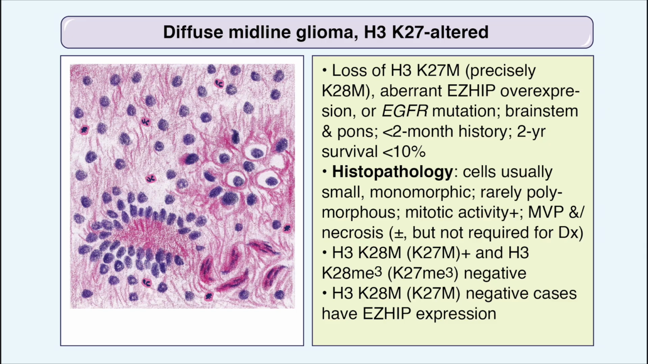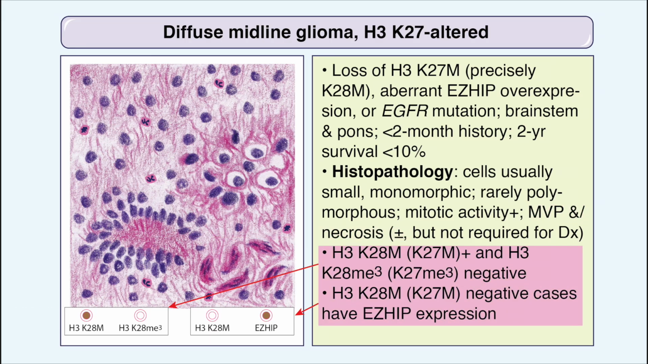Most DMGs preferentially involve the brainstem and pons. Patients usually present with neurological signs and symptoms of a very short duration, less than 2 months. As expected, the prognosis is very poor, with a 2-year survival rate of less than 10%. Tumor cells are usually small and monomorphic; however, polymorphous cells including astrocytic, oligodendroglial, epithelioid, or undifferentiated cells can be observed. Mitotic activity is often present. Microvascular proliferation and/or necrosis may be observed but are not required for the diagnosis.